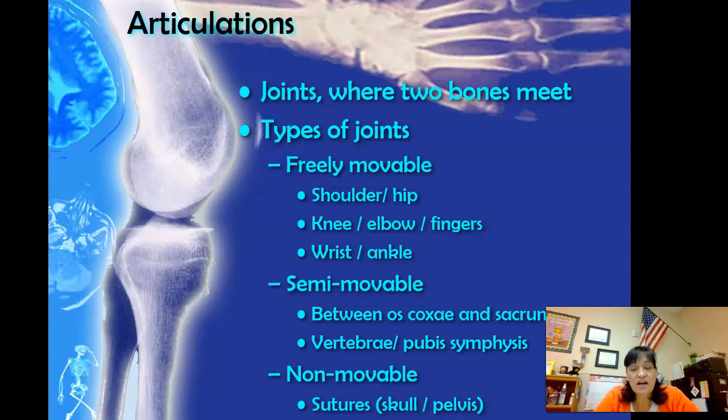And then there's the non-movable, which are the sutures. You've got those in the skull. So once those bones fuse together, they won't move at all, okay? And so there's sutures there. And then the pelvis bone, that is the one that has the ilium, ischium, and pubis. And it's all one bone, but they've been fused together. So there's 3 different parts of that bone, okay?